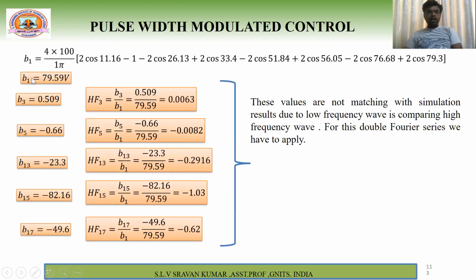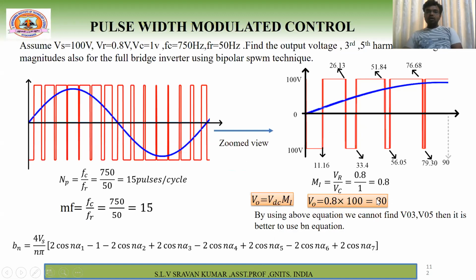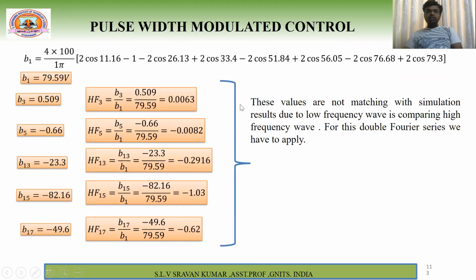I have substituted here and got B1. B1 is equal to how much? 79.59. So just observe here. This is the fundamental voltage. This is how much? 80. And now from B1 you are getting 79.59, almost the same. Okay, so a slight variation. But if you go for B3, 0.59, what is the harmonic?